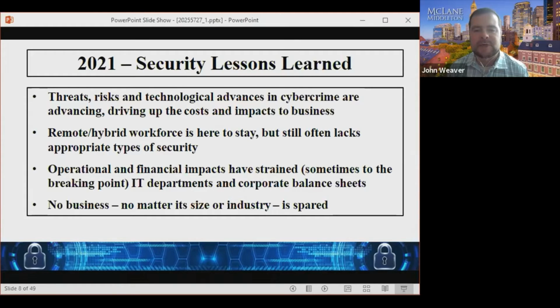Third, operational and financial impacts have strained IT departments and corporate balance sheets.